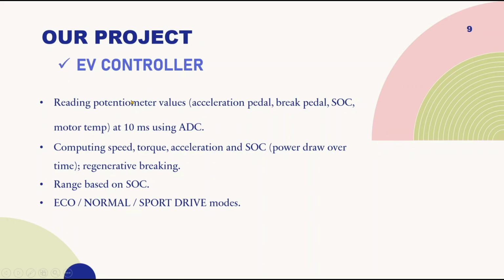The EV controller reads the accelerator, brake, battery SOC, and motor temperature using ADC, analog to digital converter, every 10 milliseconds. Based on these inputs, it calculates speed, torque, acceleration, SOC, the power draw over time, and the regenerative braking. It also calculates the range based on SOC, how far, based on the current battery, our vehicle can go. And it also supports the driving modes such as eco, normal, and sport.